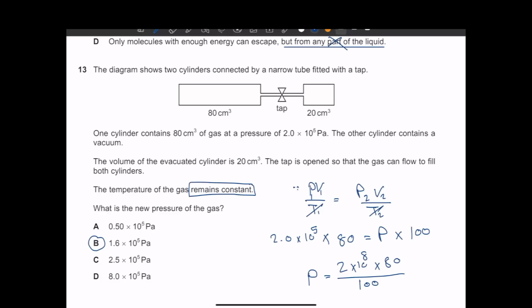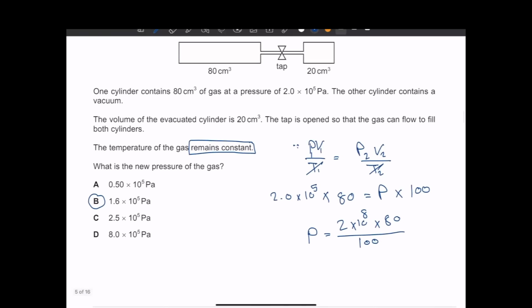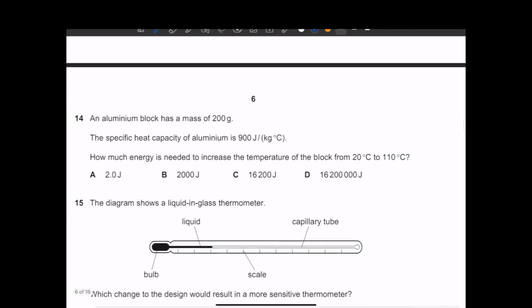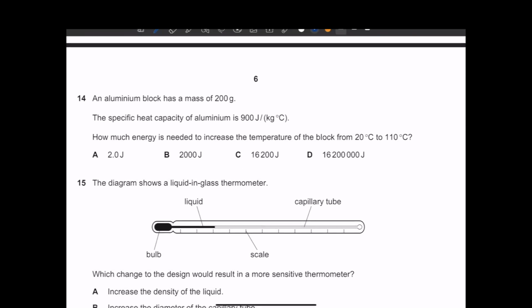And the rest are different numbers. It means they are different or wrong answers. In question 14, an aluminium block has a mass of 200 grams. The specific heat capacity of the aluminium is 900 joule per kilogram Kelvin or degree Celsius. How much energy is needed to increase the temperature of the block from 20 to 110 degrees Celsius?